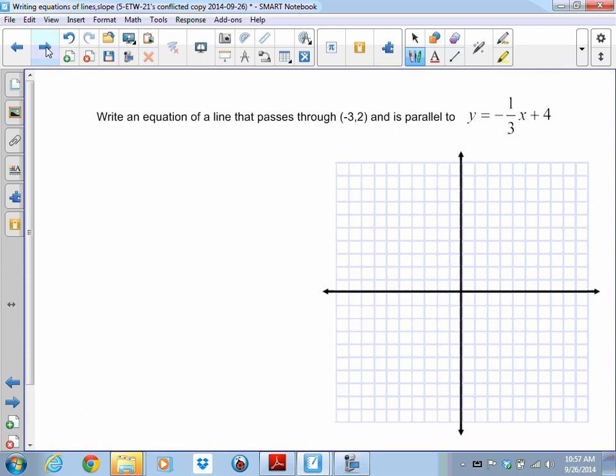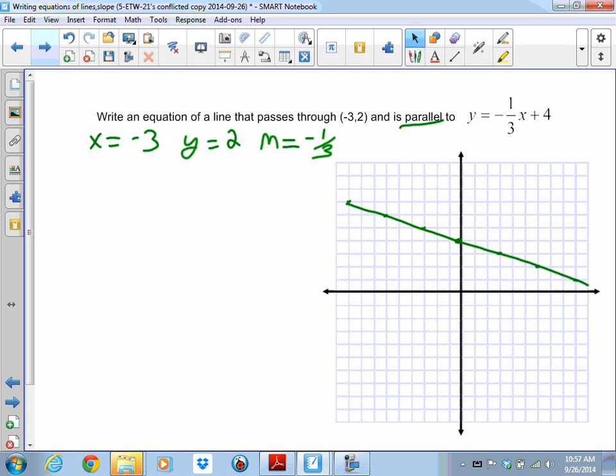So we have another one here. We have x equals -3, y equals 2, and my slope, because it's parallel, is going to be -1/3. We start at 4, and we go down 1 over 3, down 1 over 3, down 1 over 3. That's my green line. Now the next line is going to go through (-3, 2), and again, it has the same slope.